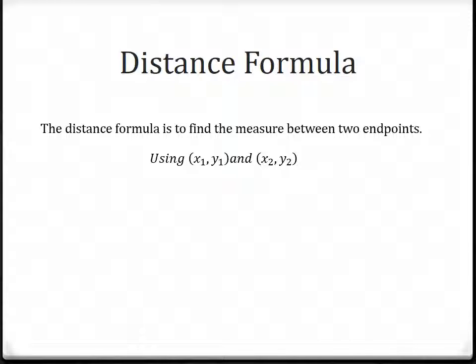So we're going to use the two coordinates again, x1, y1, and x2, y2. This time we'll use this formula. It stands for the distance equals the square root of the quantity x2 minus x1 squared plus the quantity y2 minus y1 squared. We simplify everything, and that will give us our measure.